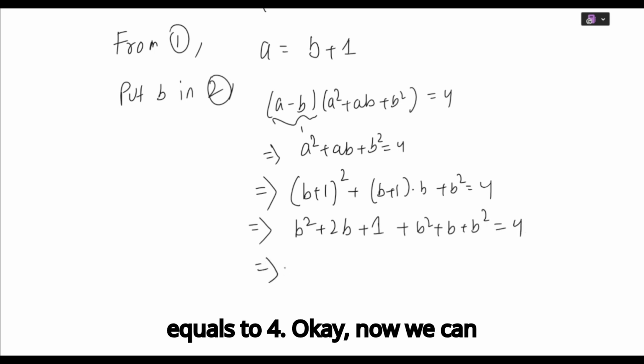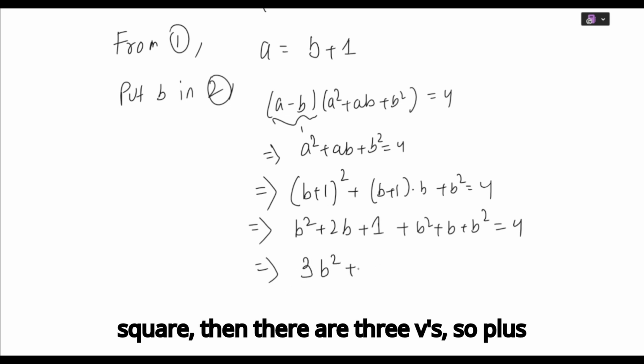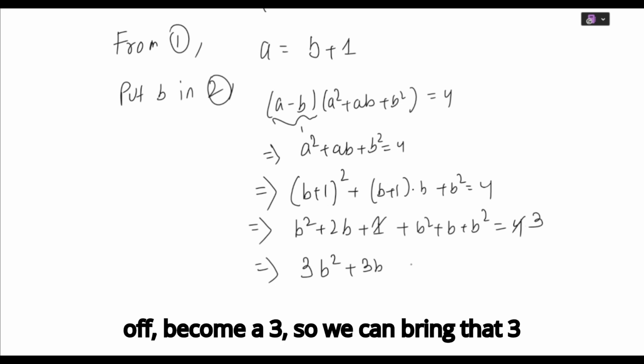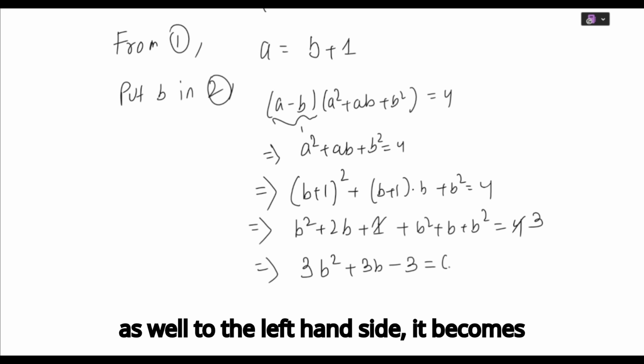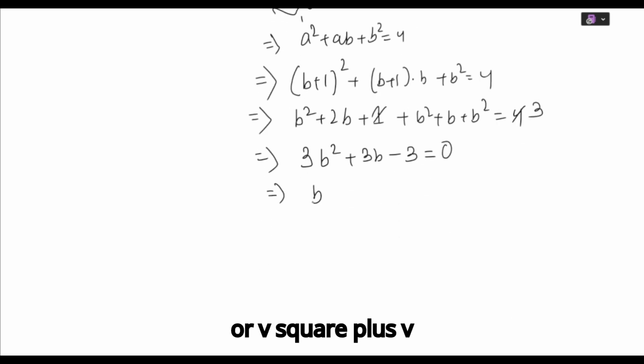Okay, now we can count. There are 3 b squares, so 3b square. Then there are 3 b's, so plus 3b. This 1 and this 4 get cancelled off to become a 3, so we can bring that 3 to the left hand side. It becomes 3b square plus 3b minus 3 equals 0, or b square plus b minus 1 equals 0.